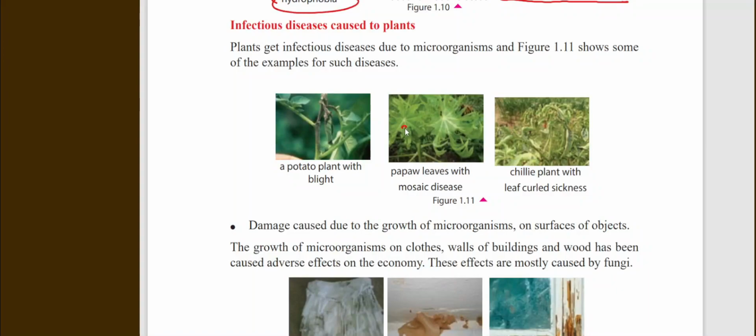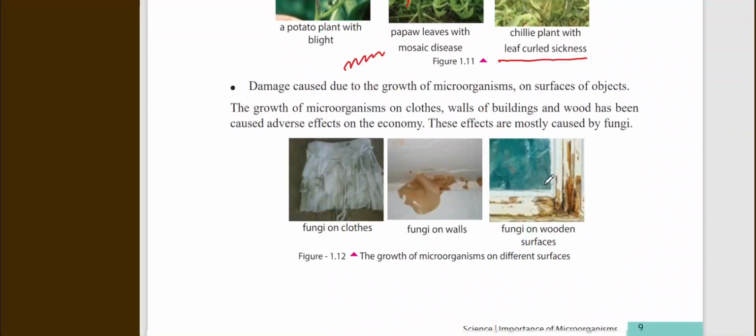Papaya leaves with mosaic disease. Mosaic, the meaning of the word is patterned, with varied shapes, as in mosaic patterns, mosaic art. Chilli plant with leaf curl sickness, you can see that. You understand what that is.